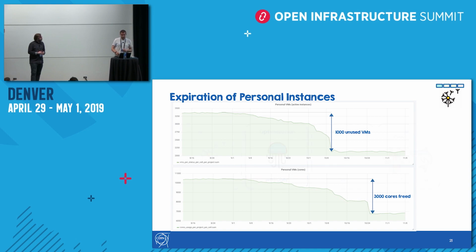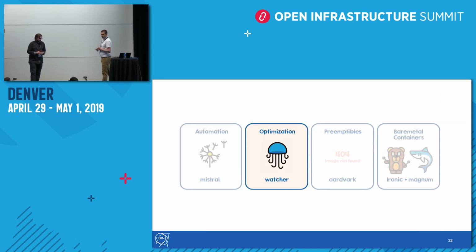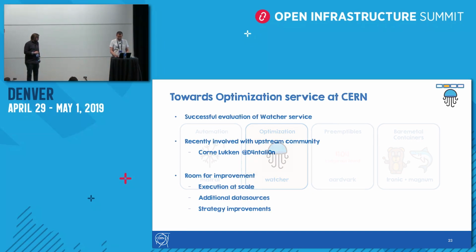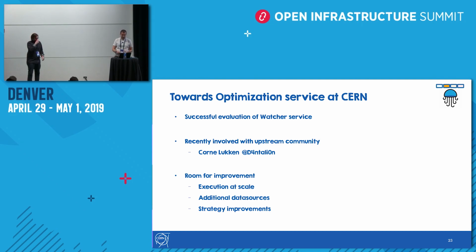Okay. So now I'm going to talk about how we are optimizing things. We evaluated a project called Watcher, the optimization service in OpenStack. We started the evaluation last year in August, and it turned out that it was working.